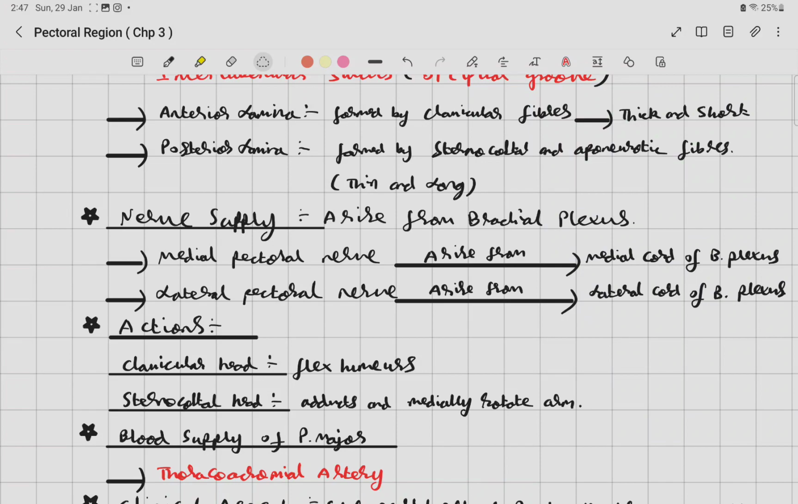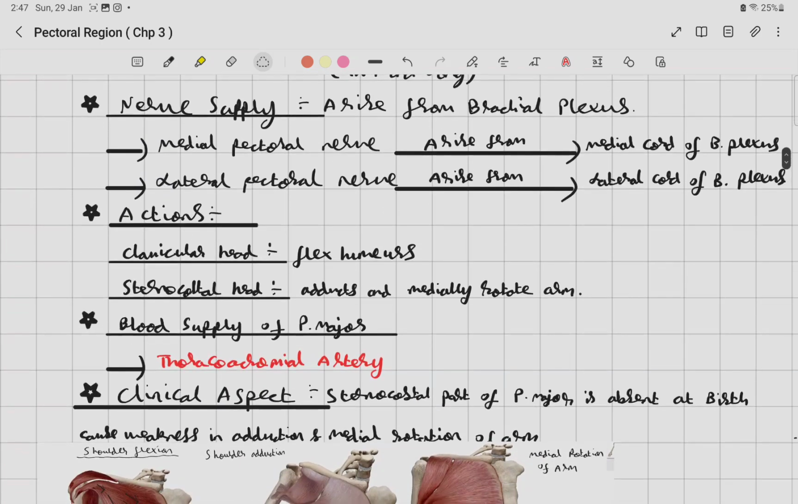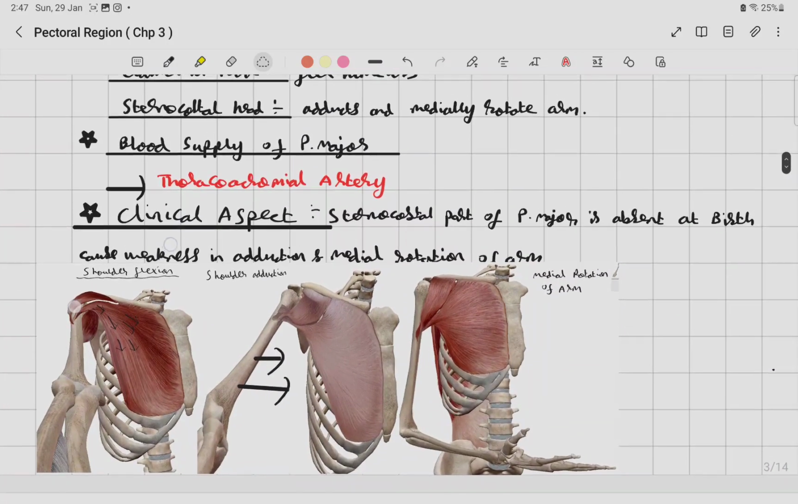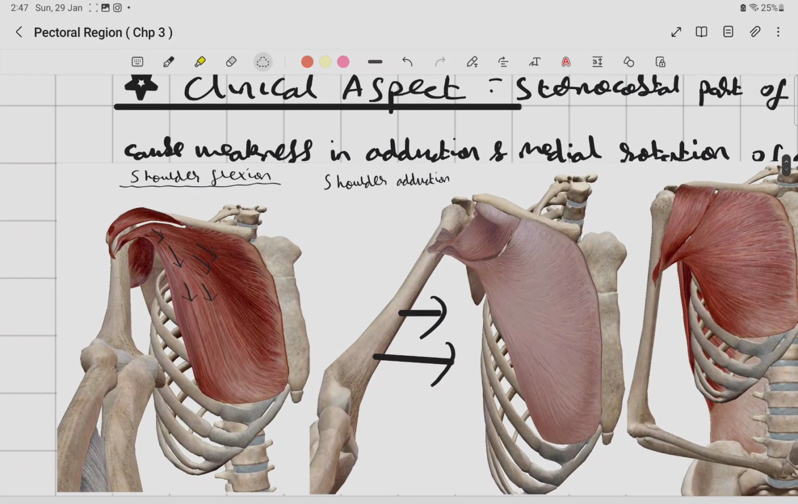Medial pectoral nerve arises from the medial cord of brachial plexus, and lateral pectoral nerve arises from the lateral cord of brachial plexus. Now the actions. The clavicular head helps in the flexion of humerus. As you can see here, as the contraction occurs, it helps in the flexion of humerus, that is, the angle between it decreases.